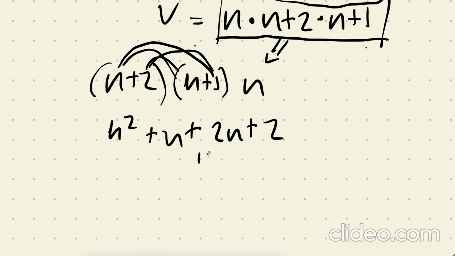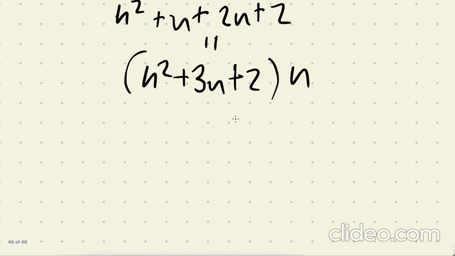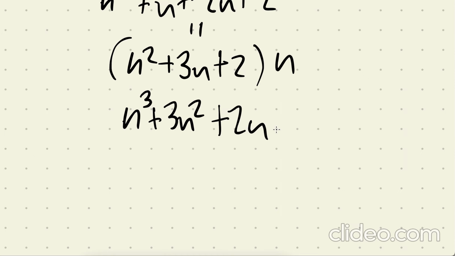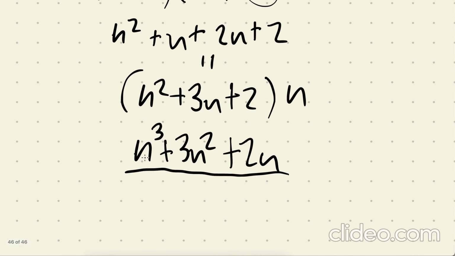Now we can simplify this a little more. N squared plus 3n plus 2. And then we have to multiply it by n, right? So here we would get n cubed plus 3n squared plus 2n. So this is our result.